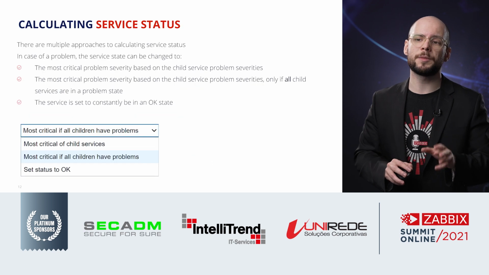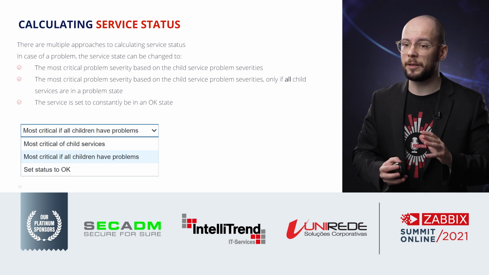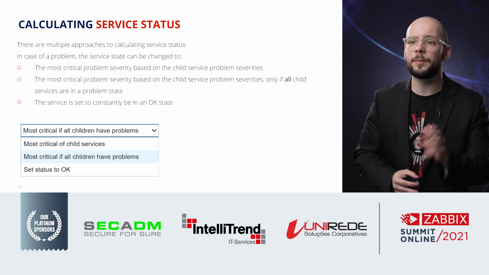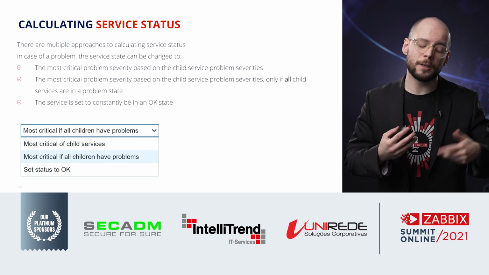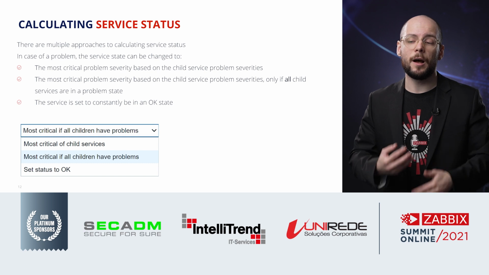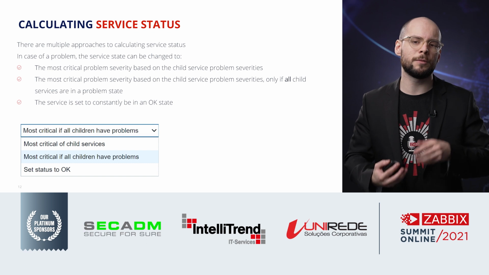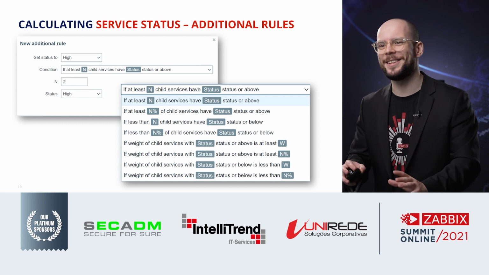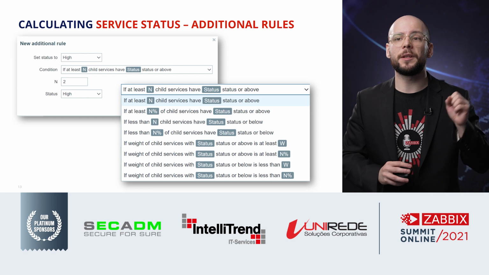But the beauty of this comes a bit later because we will have a new flexible set of service status calculation. So first off, we have these 3 simple calculation rules, which are familiar to you, most likely. The parent service will have the severity of the most critical of child services if at least one of them has a problem, or if all of them have problems, or it will constantly be in an OK state. But we can now extend this, and this is where the beauty comes in, and this is extremely flexible. We can create additional rules.